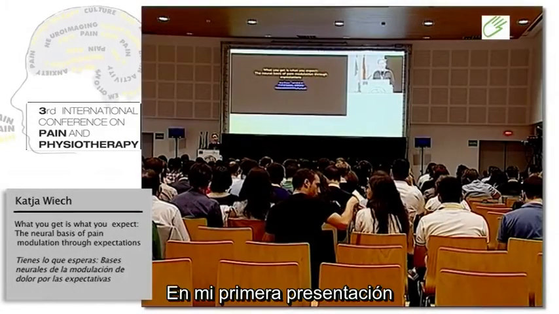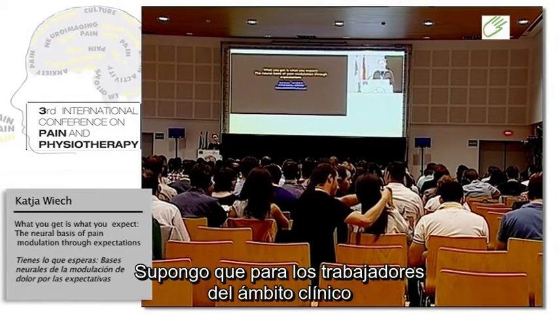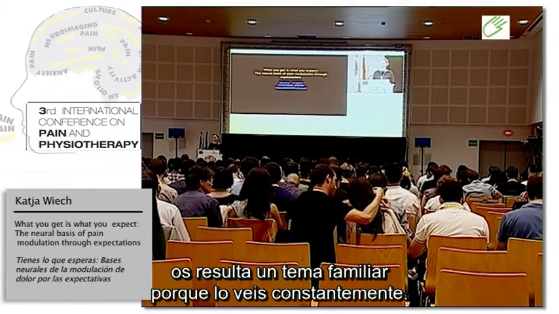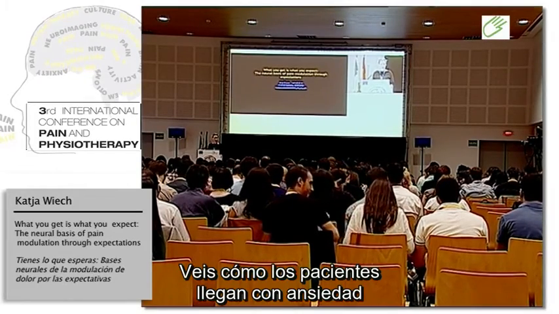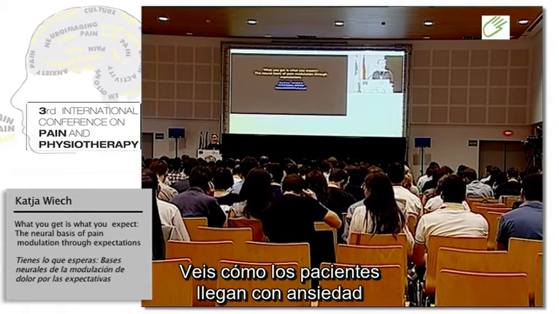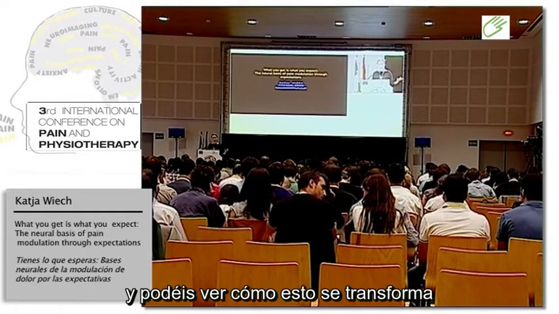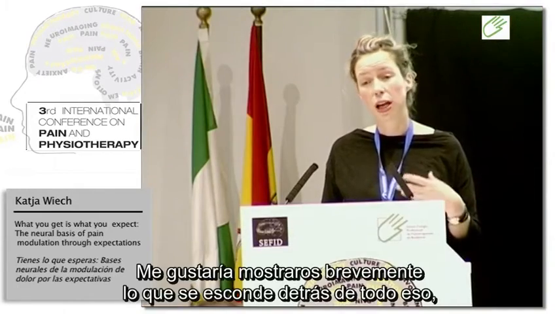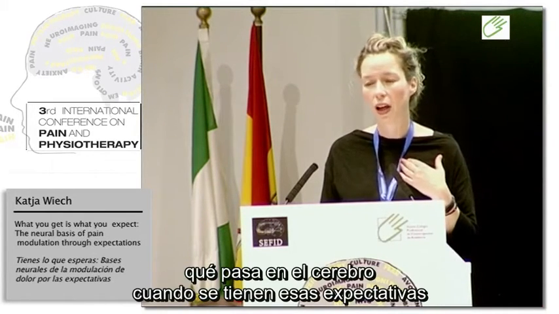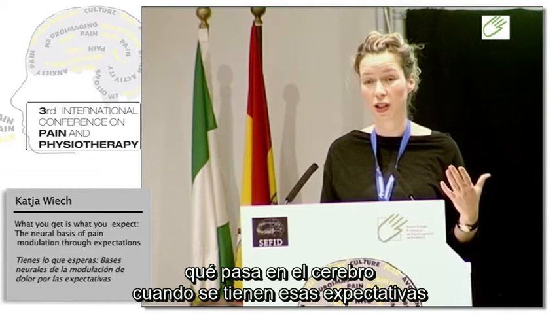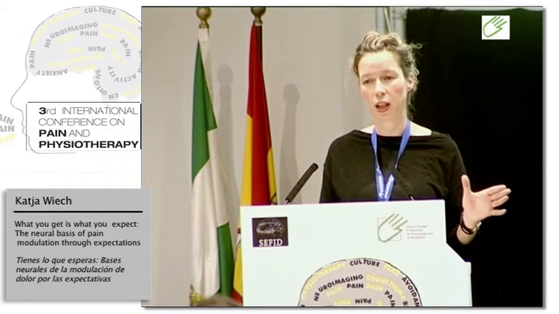So in my first presentation, I would talk about the influence of expectations. And I guess, for you who are working clinically, that is an easy topic because you see that all the time. So you understand when patients come with anxieties, with the expectation that the pain will get worse, and you can see how that directly translates into pain. And I would like to show you a little bit more about what is behind all of that. So what is happening in the brain when people have these expectations, and where the link is between the expectation as a cognitive process and pain as the perception.